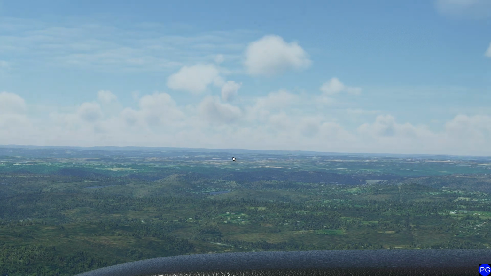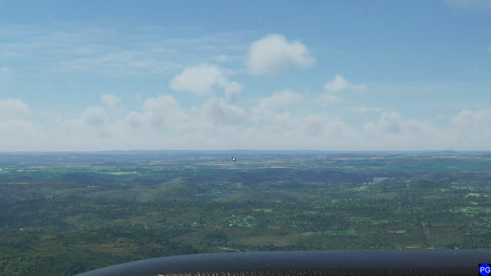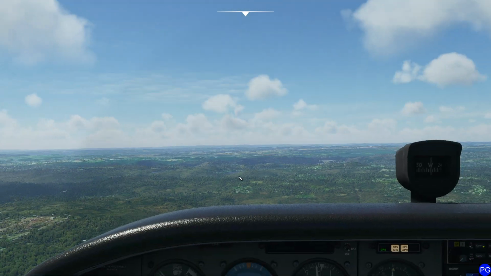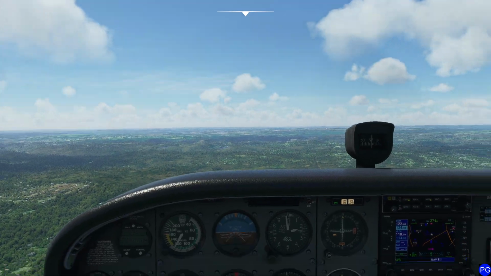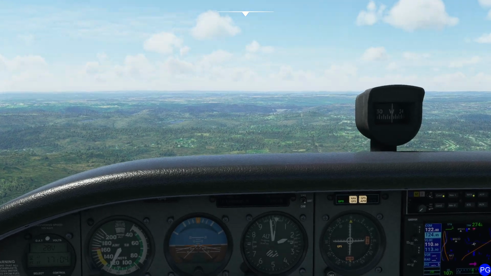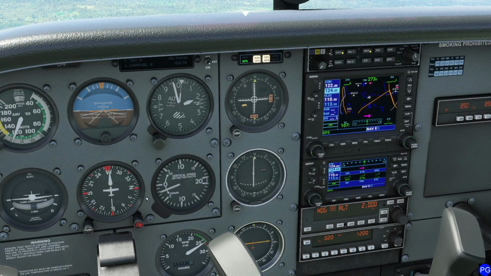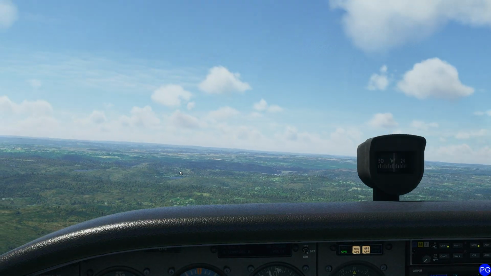So now that we know the direction the wind is coming from, we need to figure out how to compensate for the wind. The method that I use is I pick an object on our flight path and modify the pitch of the plane, I should say the heading of the plane, until that object stays fixed. So what I'm going to do is come down here and subtract 3 degrees of heading. So we're going to swing over to the right here.